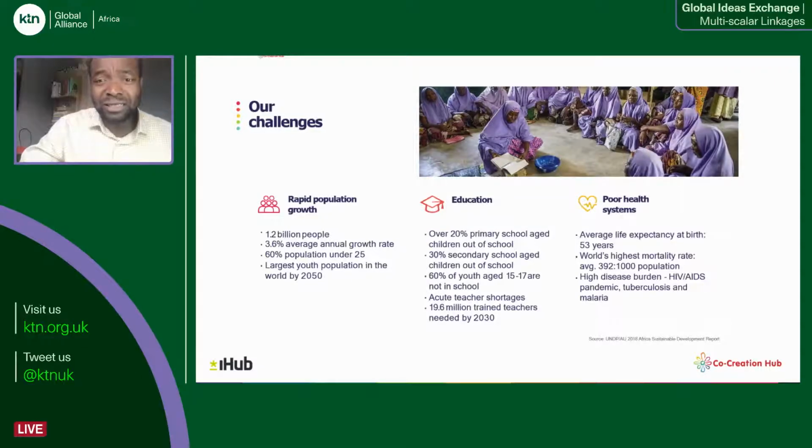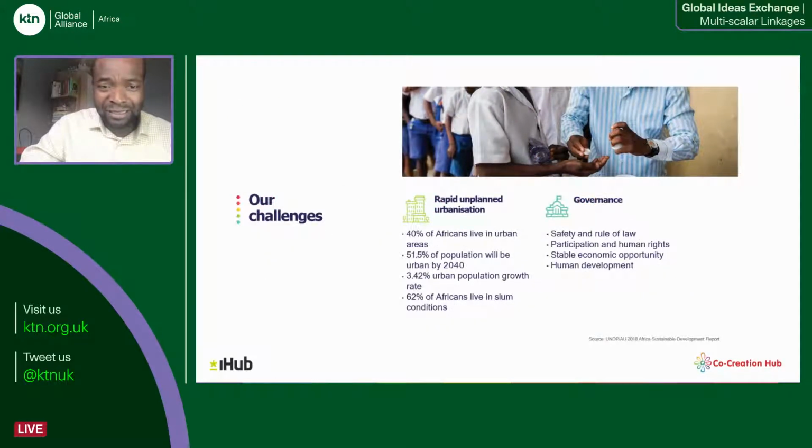If we go to the next slide, the challenges with Africa are not going to stop. You also can see rapid urbanization, which in itself is a big problem, right? 40% of Africans now live in urban areas, and it's expected to be 51% of the population living in urban areas by 2040. And some of the obvious ones are in governance, safety and rule of law being a big issue. Participation and human rights are also issues, and so is human development if you look at all the indexes. But depending on who you are and where you sit, Africa is also a continent full of tremendous and immense opportunities.